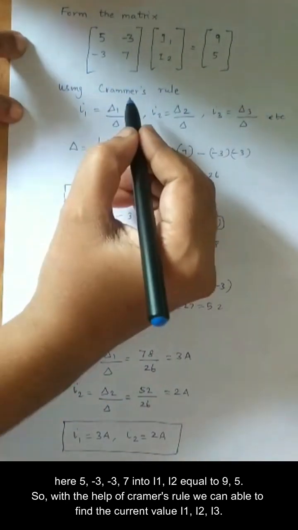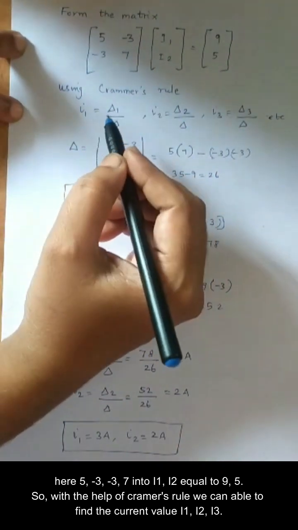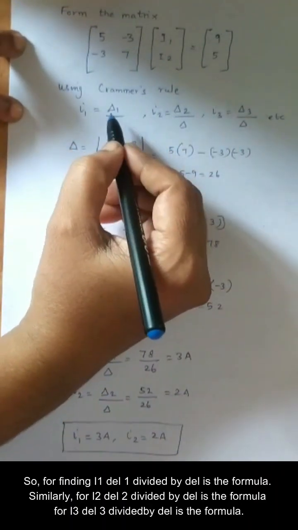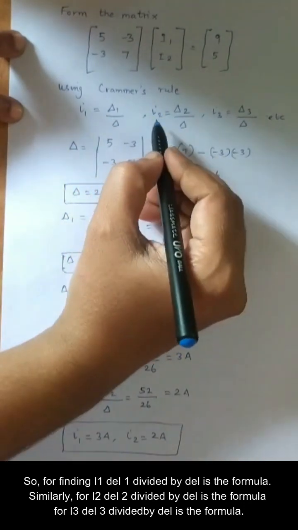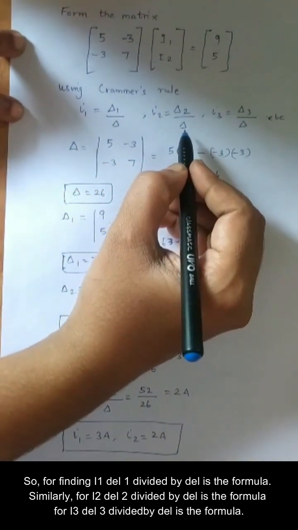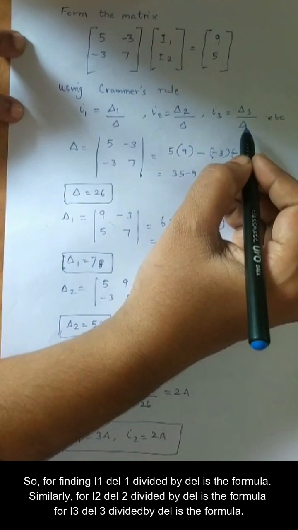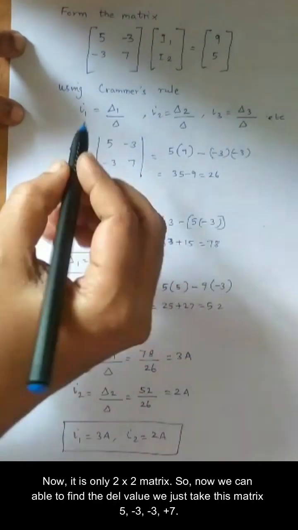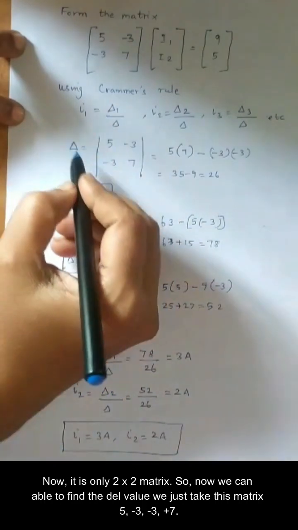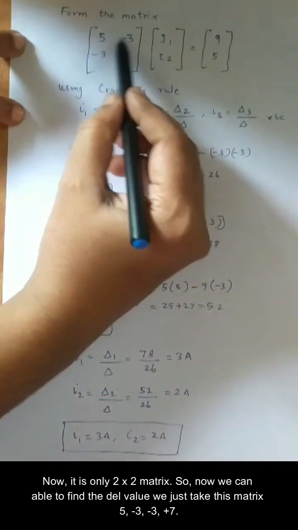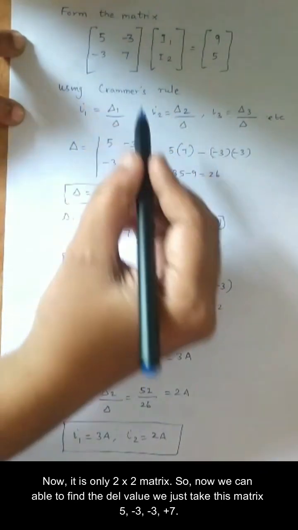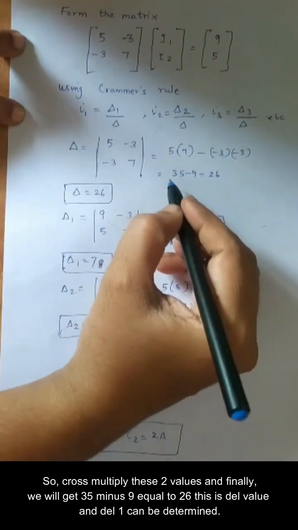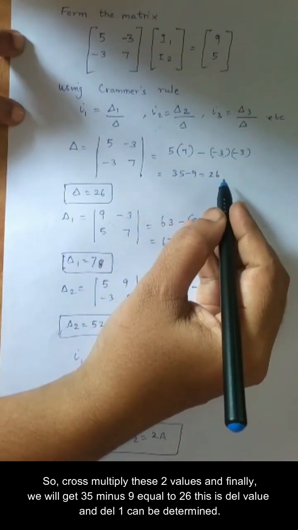With the help of Cramer's rule we can find the current values I1, I2, I3. For finding I1, del 1 divided by del is the formula. Similarly for I2, del 2 divided by del, and for I3, del 3 divided by del. Now it is only a 2 cross 2 matrix. So now we can find the del value. We just take this matrix 5, minus 3, minus 3, 7, cross multiply these values, and finally we get 35 minus 9 equal to 26.